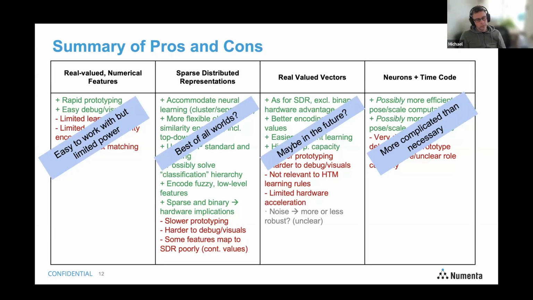So actually right now we're going to have points in the graph that have both real value numerical features and SDR features. But one point to make is we're only using SDRs for the features and not for the locations on the graph. So the locations are still real valued numbers. That may be a problem, right? I mean, that's the next discussion.